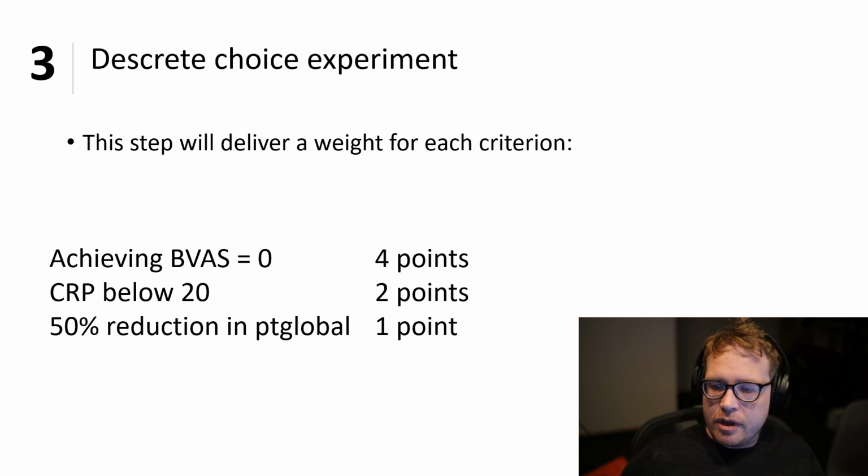For example, results of the hypothetical sample on the last slide: achieving BVAS of 0 would give 4 points, getting CRP below 20 would give 2 points, and a 50% reduction in the patient global would give 1 point. Becoming ANCA negative would give 0 points and therefore be omitted from the criteria.